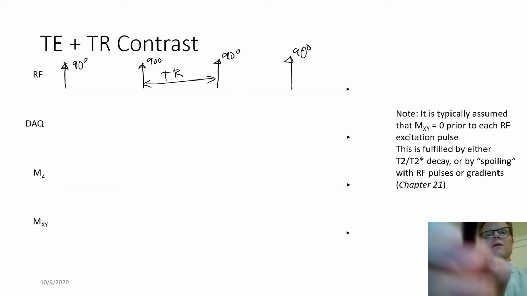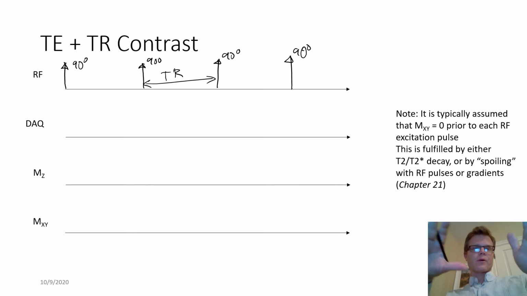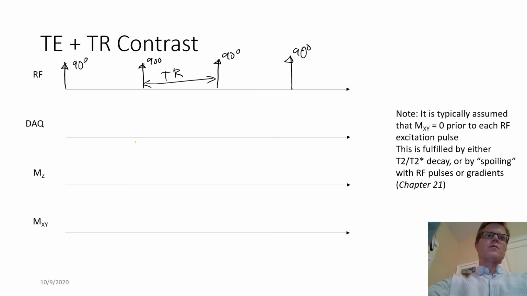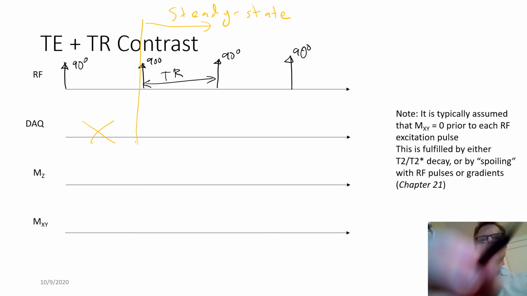Normally when we're doing imaging, we start acquiring data once we're in this steady state. If you want to check back on that concept again, it's from a couple slides ago. So we're not going to do any data acquisition with this first RF pulse. We're going to do data acquisition from the second RF pulse onward, once we're in the steady state.